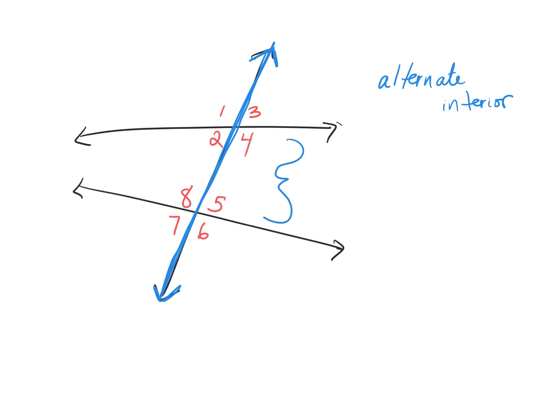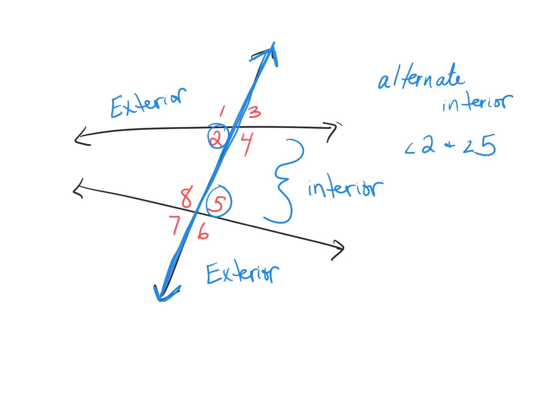The interior, ignore the dog, the interior is the space in between any two given lines, and of course the exterior is above and below any two given lines, okay? So a pair of alternate interior angles would be angles 2 and 5, because they sit on the interior of the two lines and they are on opposite sides of my transversal.